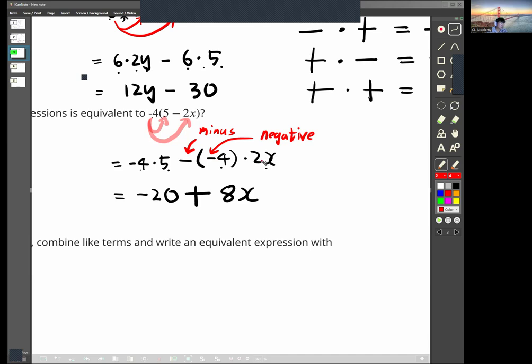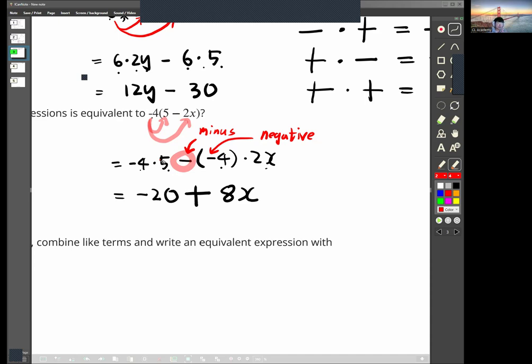What's the difference between minus and negative? Minus is an operation. We are subtracting a number or expression. Negative is a sign: negative number, positive number. 3 and negative 3, 2 and negative 2, and 1 and negative 1. Those negative 1, negative 2, negative 3, that's called a negative number. So this negative is a sign, but this minus is an operation. So don't get confused.